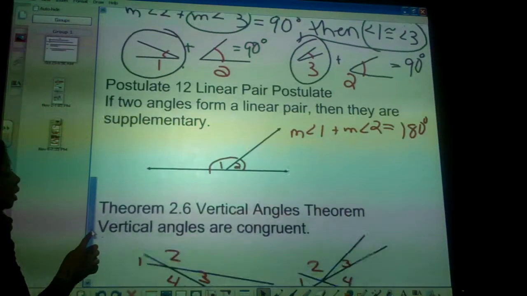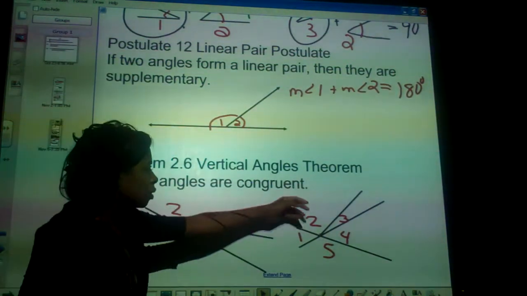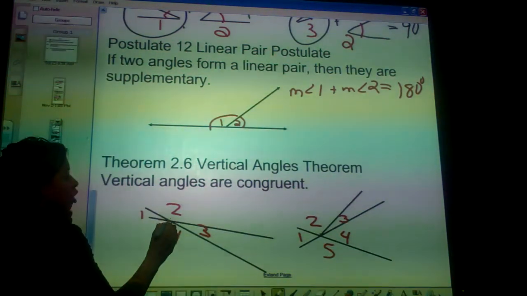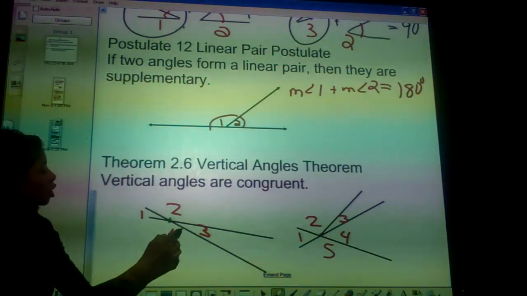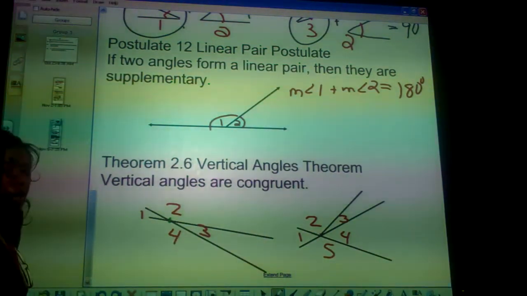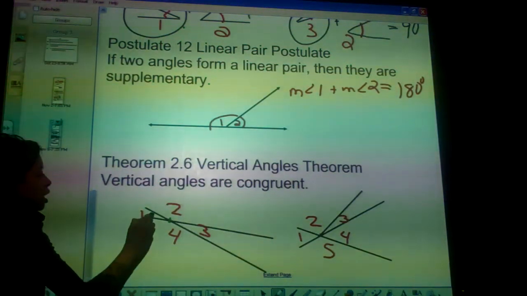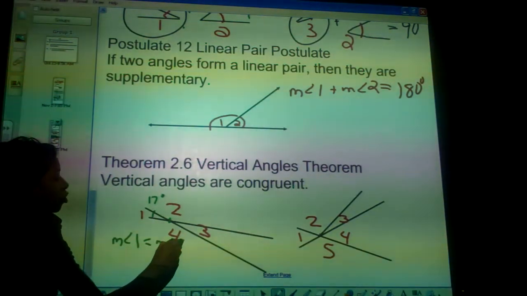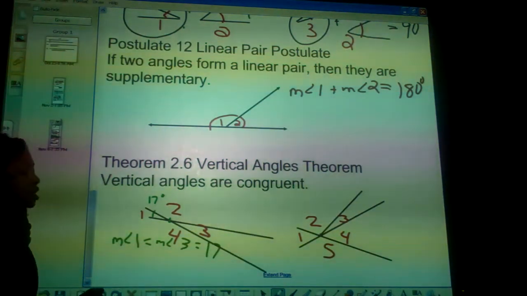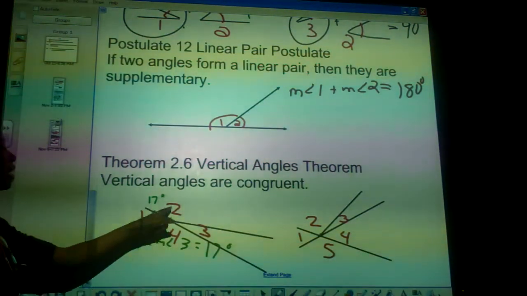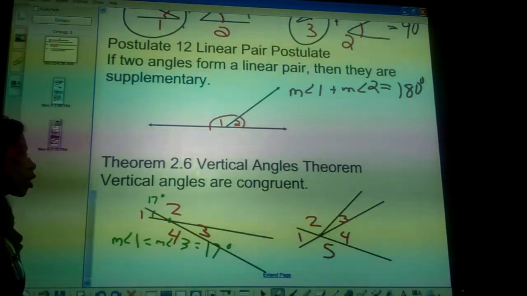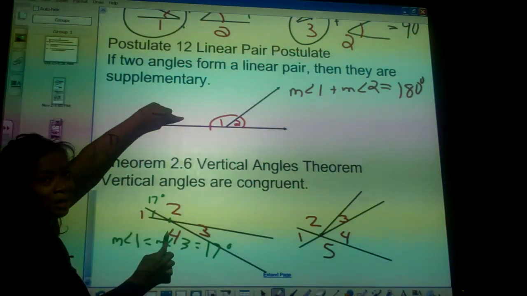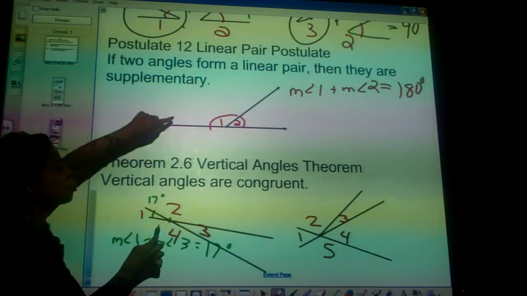Okay? Finally, vertical angles. Vertical angles are when you have intersecting lines, here's my intersection here. Vertical angles are congruent. That means angle 1 and angle 3 are the same measure. So if angle 1 is 17 degrees, that means that the measure of angle 1 is equal to the measure of angle 3. Both are equal to 17 degrees. That means that angles 2 and 4 are congruent. Now look at angles 1 and 2. They form a linear pair.